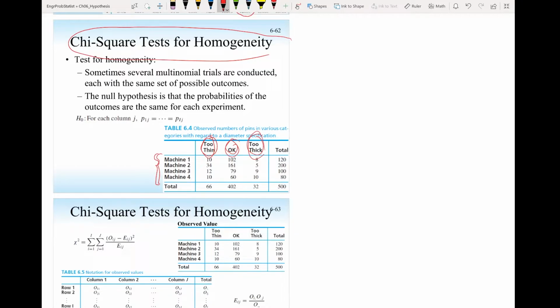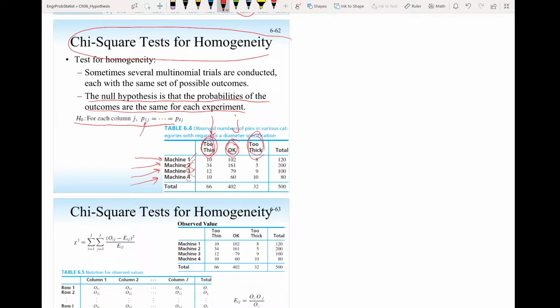So in this case, our null hypothesis will be the probability of the outcomes are the same for each experiment. If I think of these as experiment 1, experiment 2, experiment 3, experiment 4, then the probability of too thin for experiment 1 is the same as the probability of too thin for experiment 2, 3, and 4. And the probability of okay for experiment 1, 2, 3, and 4 are the same. And mathematically, we say this. For each column J, this is the column here, the probabilities are the same.